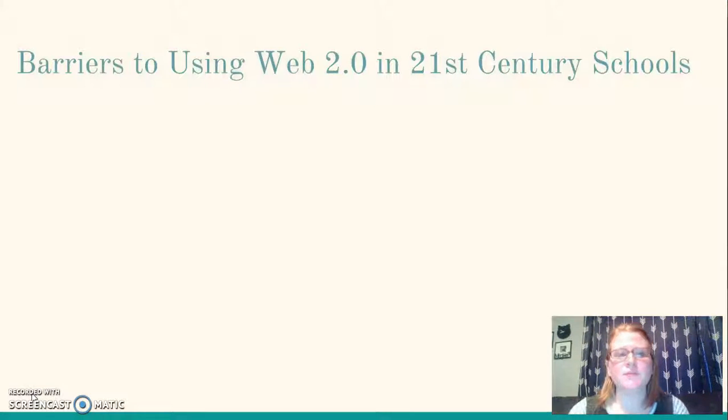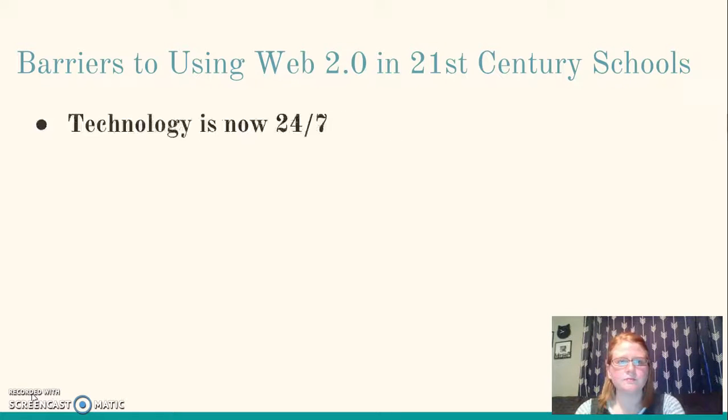The first article is Barriers to Using Web 2.0 in 21st Century Schools. I really enjoyed this article. One of the things I liked about it was that it talked about some of the negatives. I think a lot of times we start thinking only about the positives with technology, and we forget to think about what our barriers are.